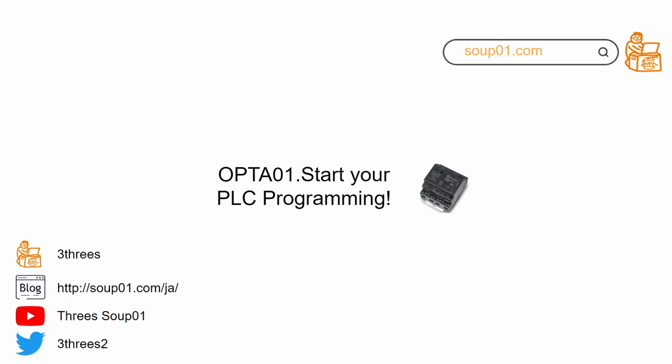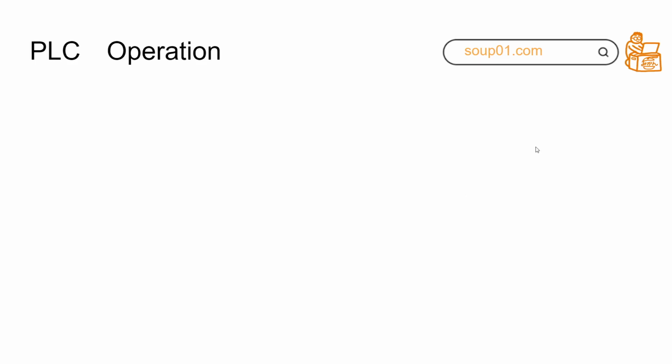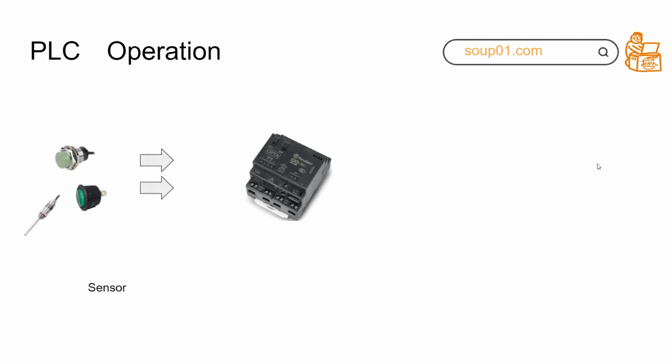Let's start. So, what is a PLC? What is its operation? First, you have a PLC; in my tutorial, it is the Arduino OPTA. The PLC collects all the input signals that you use to sense the status of your machine or your robot.